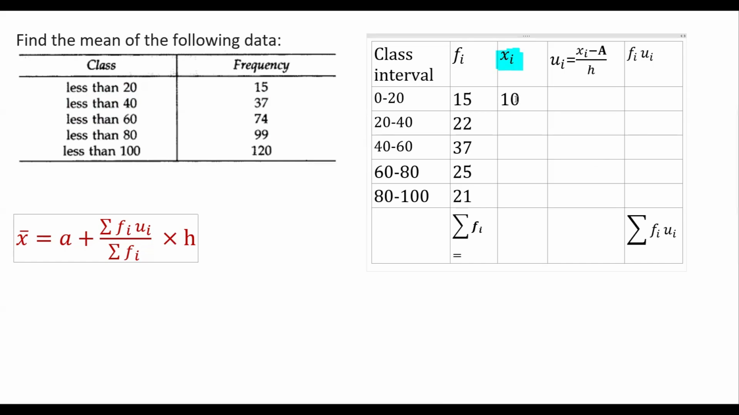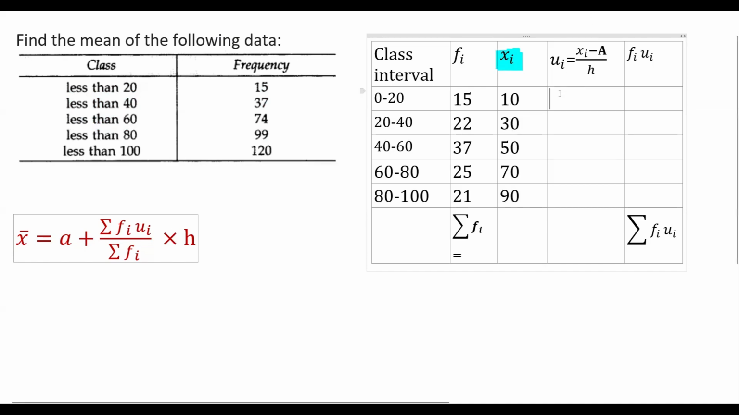So it's going to be the midpoint of 0 to 20, which is 10, then 30, then 50. The midpoint of 40 to 60 is 50. Next is 70. Then it's going to be 90.